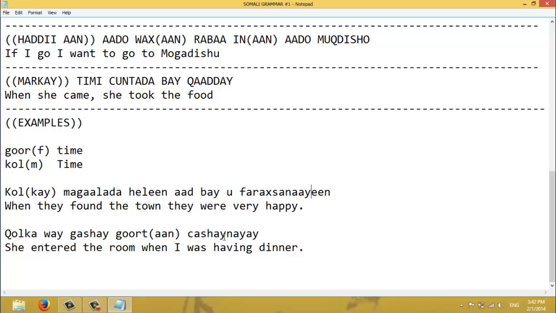Because aishaynaye is having dinner. Goratan, the gor is the time. All right. So at that time, when I have dinner. So that time she came or she entered, when I was having dinner. So the literal translation is a little different than the translation you see here. It's like the time, like when she entered, like at the time when she entered, when I was having dinner, or something like that. But you guys get the concept. That's how this works with the subject pronouns.